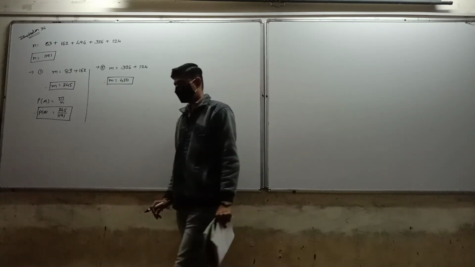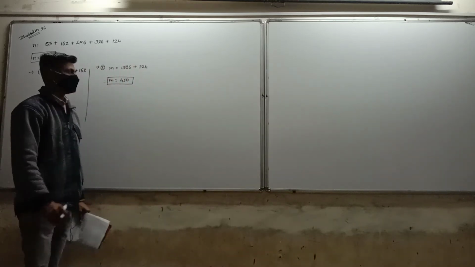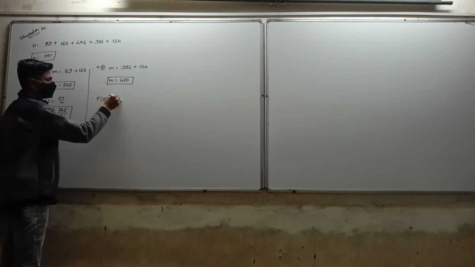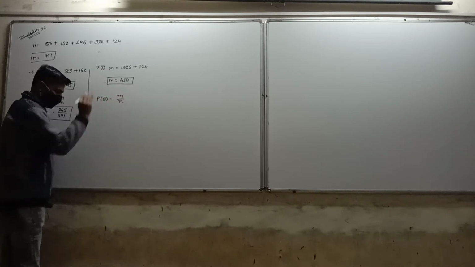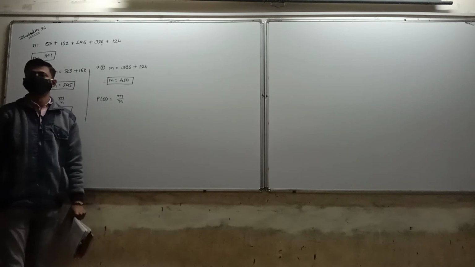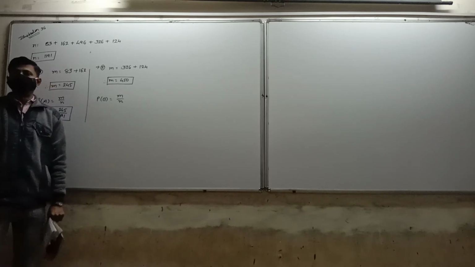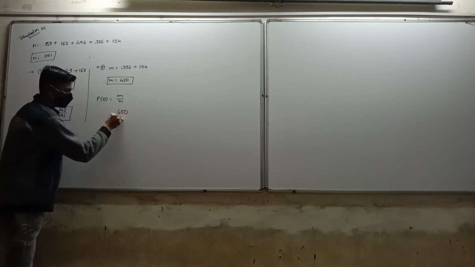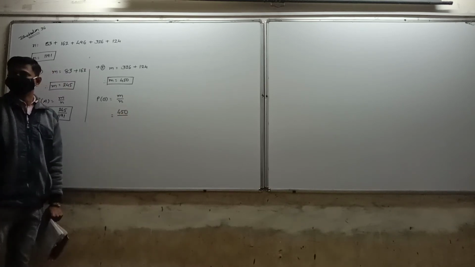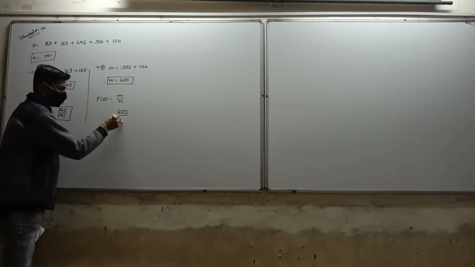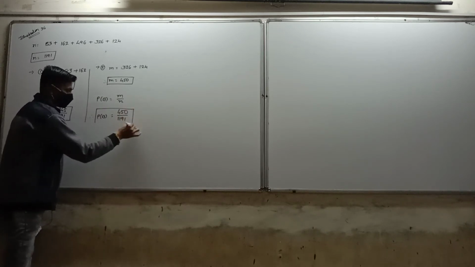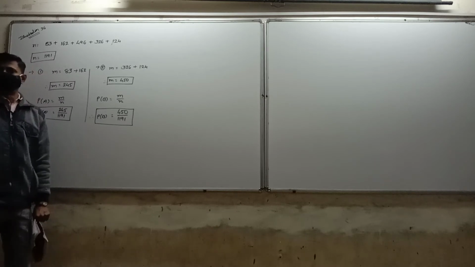New line. Find the probability for the event B. P of B is equal to M upon N. M favorable outcomes total 450 and N number of outcomes 1191. So event B probability of 450 upon 1191.